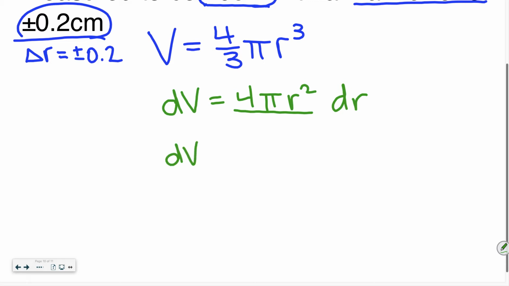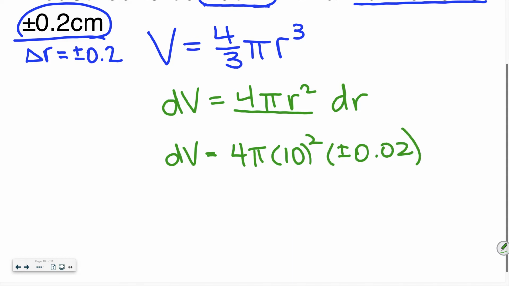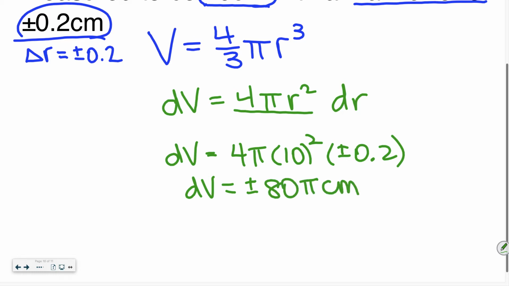Okay, so dv equals, I told you that our radius was going to be 10, and our dr was plus or minus 0.2, not 0.02. Too many zeros. What's 4 times 100 times 0.2? So our volume could differ by 80 pi cubic centimeters, whether that's more or less than the actual value. Okay?